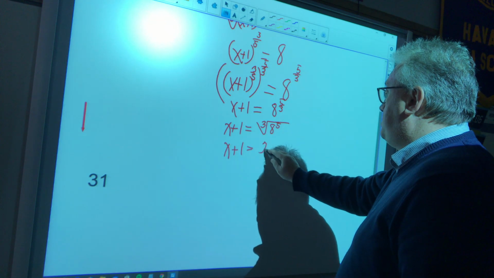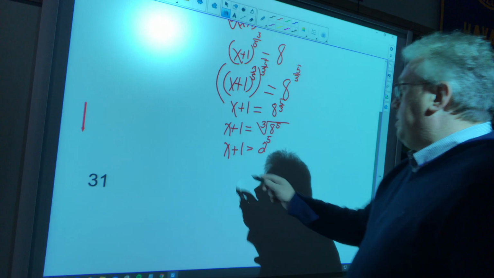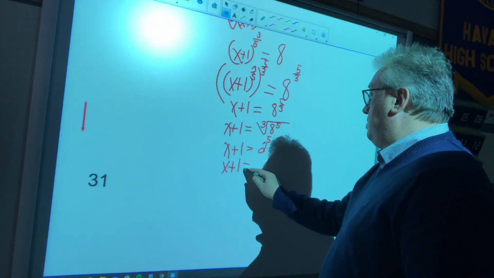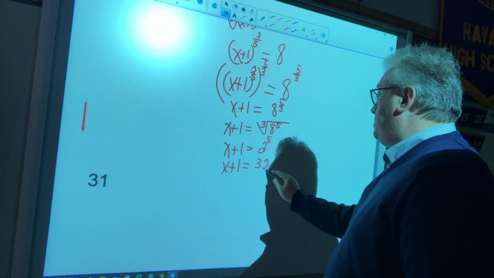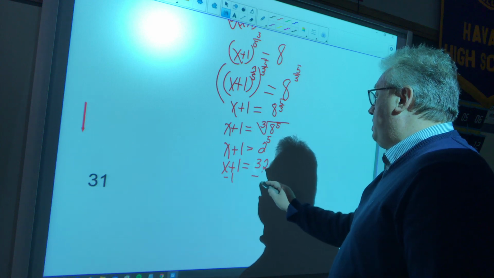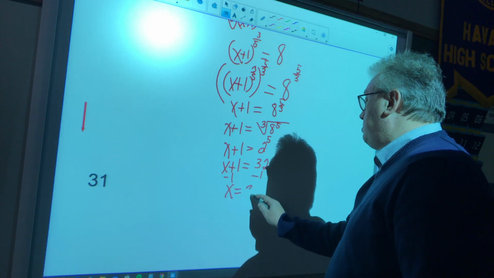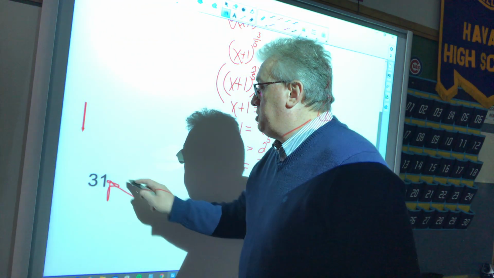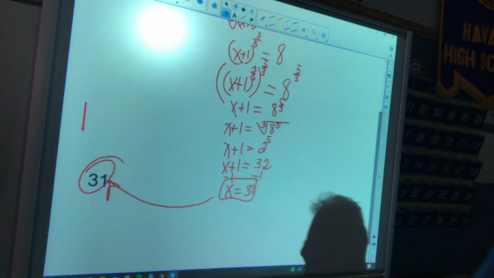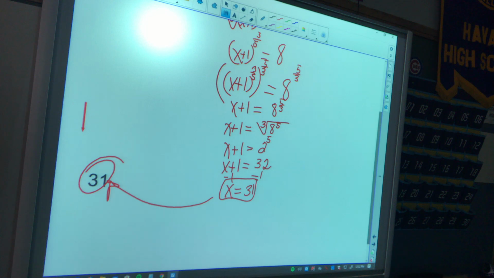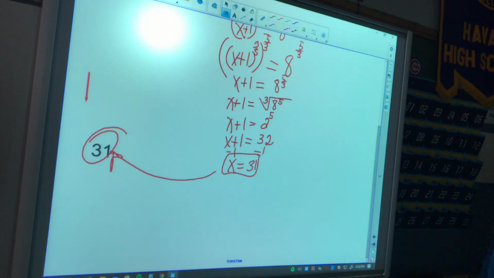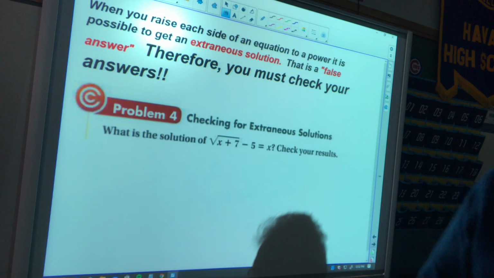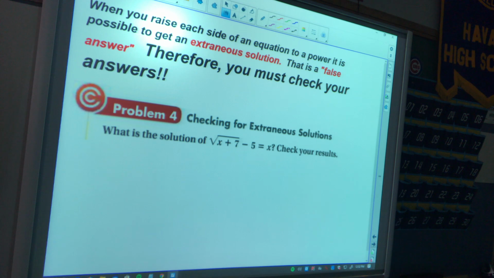So that becomes 2 to the 5th, which is 32, subtract 1, x equals 31, which you can see on my little cheat sheet here. Making sure I'm keeping myself honest here, because math teachers make lots of mistakes, okay? Don't let them tell you any different.